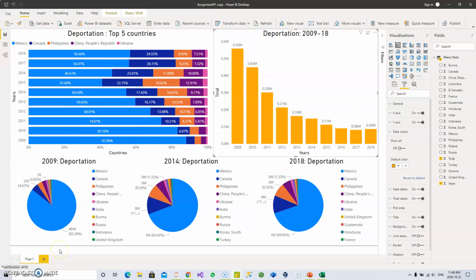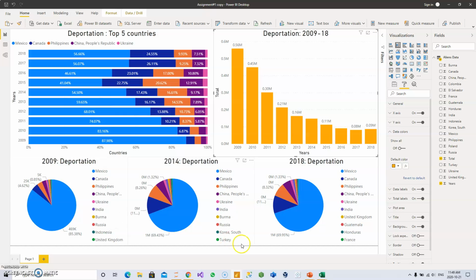Then move to the pie charts. Here I want to describe the top 10 countries in respective years. It's the initial year of research, that is 2009, then the middle year of 2014, and the last scenario of 2018. So we can see our top 6 countries are almost similar in all 3 charts, that is Burma, India, Ukraine, People's Republic of China, Philippines, Canada, and Mexico.